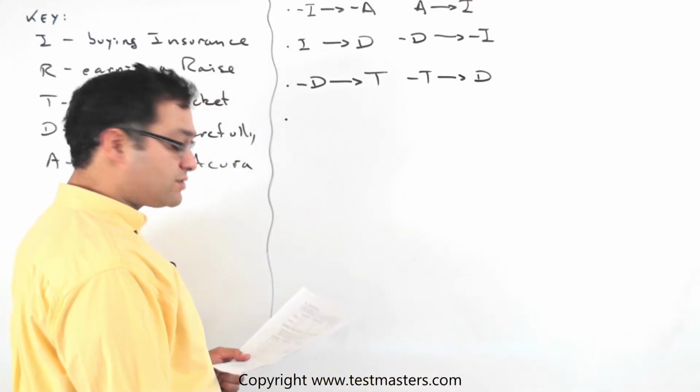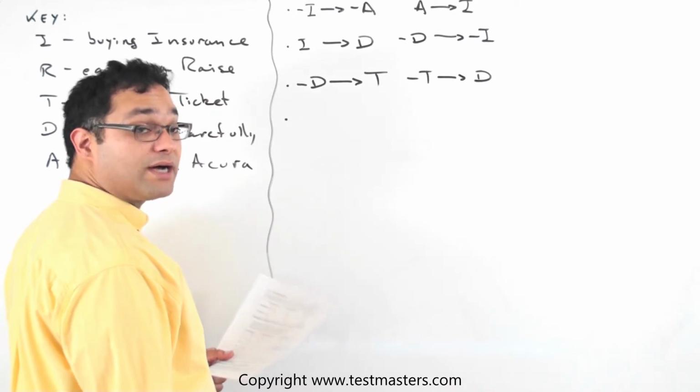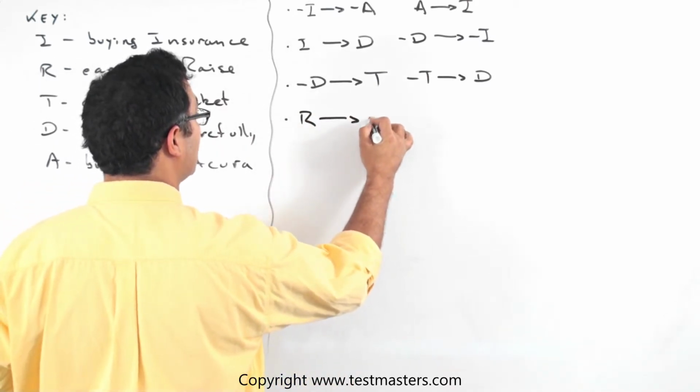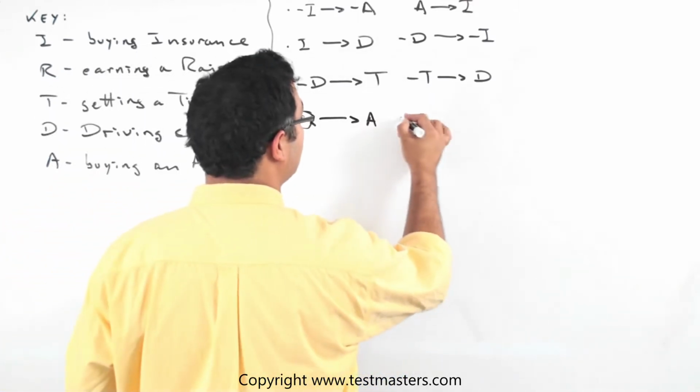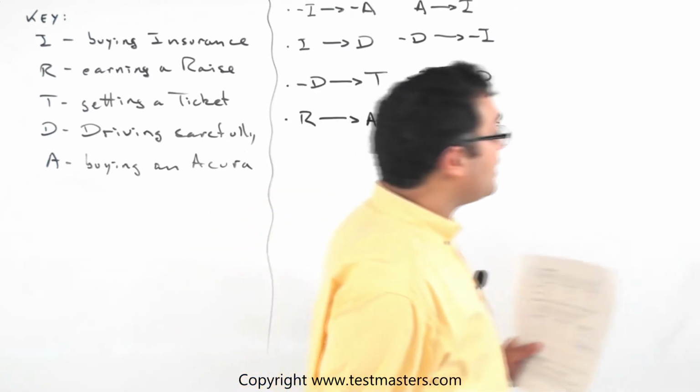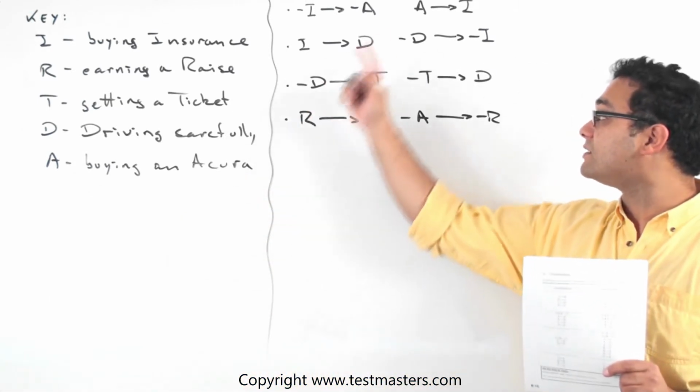Next one says, if he earns a raise, then Malik will buy a new Acura. So if he gets the raise, then he buys a new Acura. Of course, if he doesn't buy the Acura, then you know he didn't get the raise. So what connections can we make from all of this?